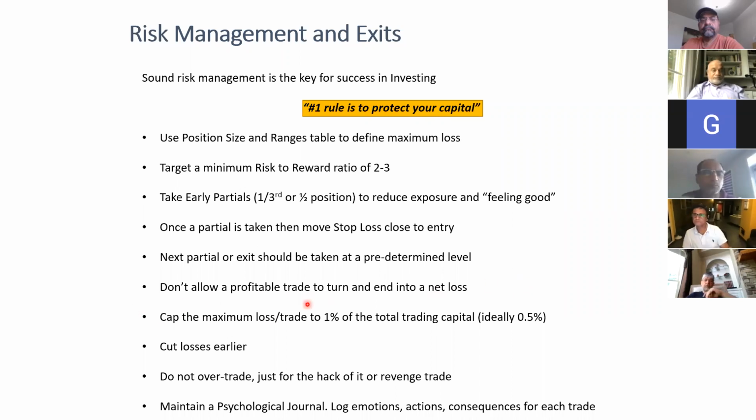Cap the maximum loss rate to 1% of the total, ideally 0.5%. That means if you have trading capital of $50,000, don't allow a trade to generate more than $500 loss in any case, on one trade. Ideally, it should be 0.5%. I try to be between 0.5 to 1. Cut losses early. It is good to cut your loss early and incur a small loss rather than making a big loss. Do not overtrade.